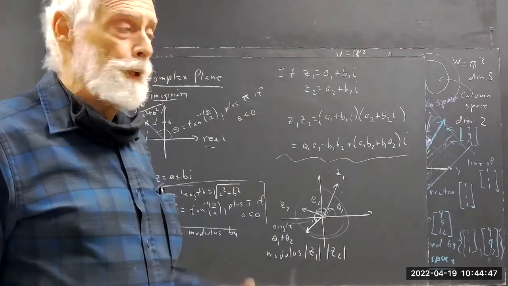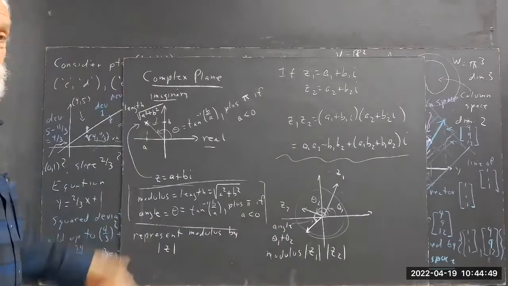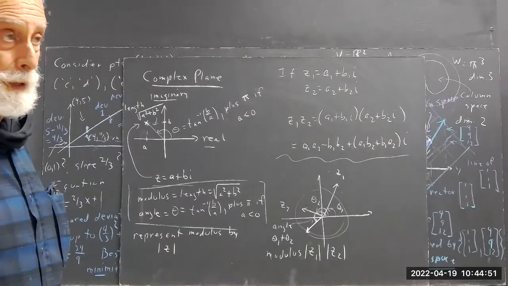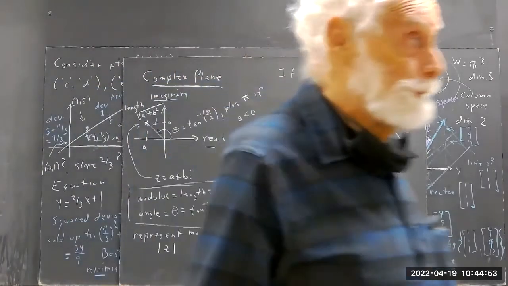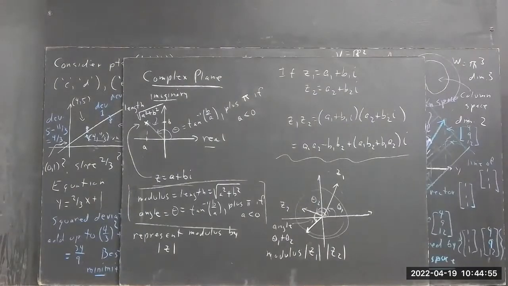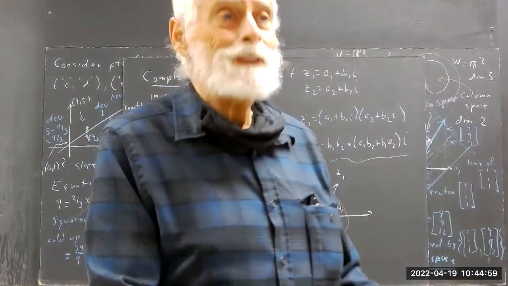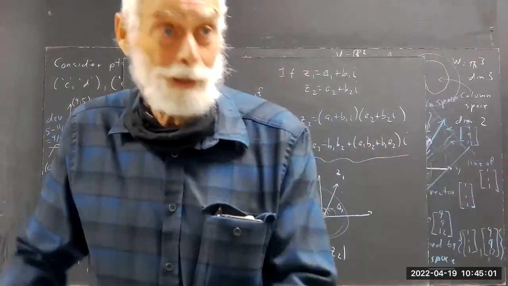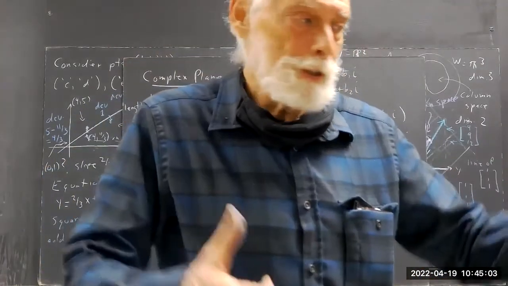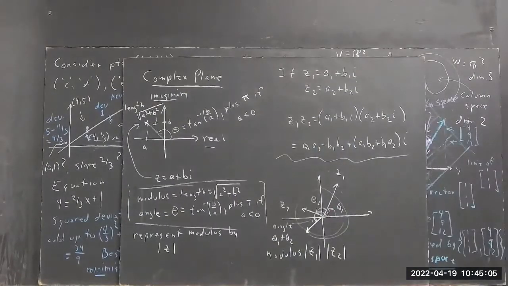The sum, you just add them as vectors, head to tail, and that's really easy to see. If you add A1 plus B1 i to A2 plus B2 i, you get A1 plus A2 plus B1 plus B2 times i. Okay, and you can see how that works out in the plane.